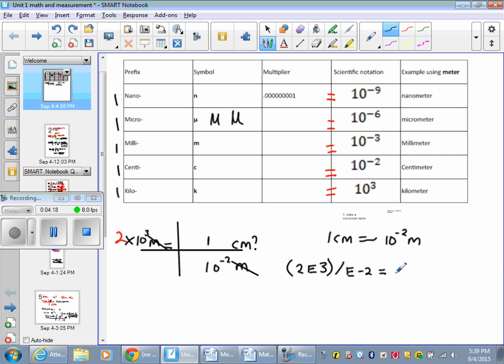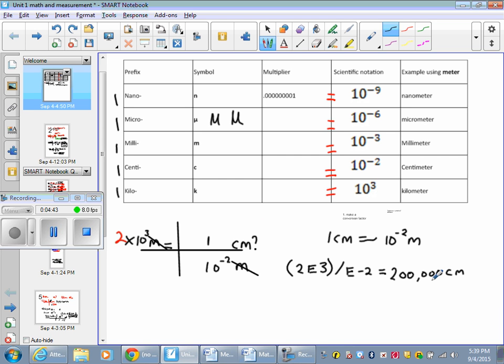2e3, and then divided by e negative 2. Make sure you use the little negative. If you use the big negative, you're going to get a syntax error. All right, so I got 200,000. And that's centimeters because look, meters canceled out, and I'm left with centimeters.